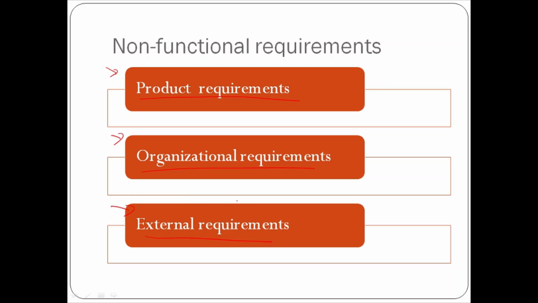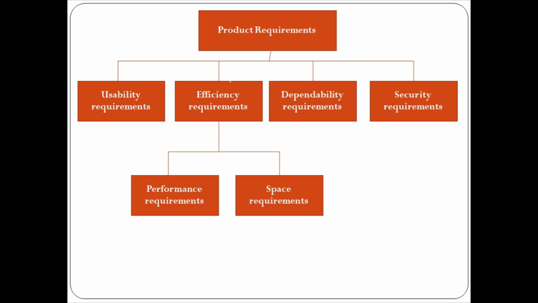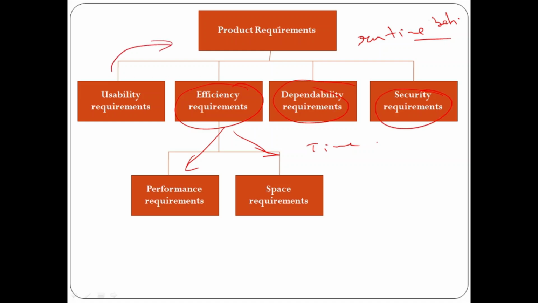Product requirements. These specify or constrain the runtime behavior of the software. So if we talk about product requirements, a non-functional requirement, it is runtime behavior. For example, performance requirements for how fast the system must execute and how much memory it requires. If we talk about this parameter, that is efficiency, performance, and space, time and space. Reliability, usability, dependability, and security requirements are all covered under this head.